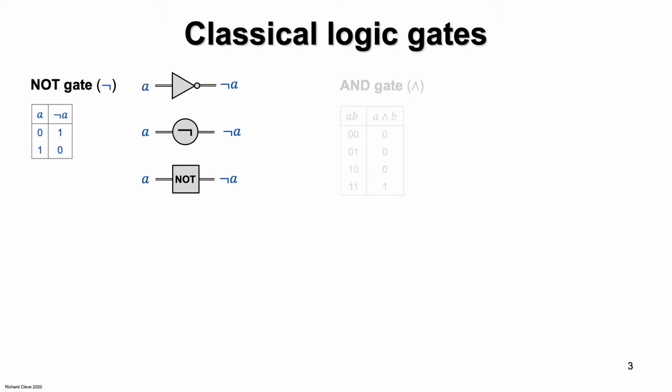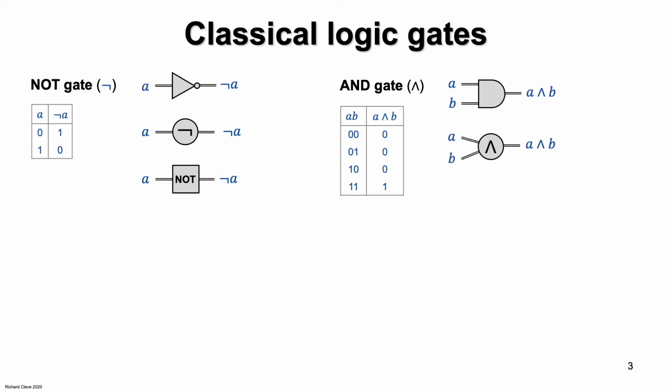The logical AND gate takes two input bits and produces one output bit, which is 1 if and only if both input bits are 1. This is electrical engineering notation for the AND gate, and this is more modern notation.